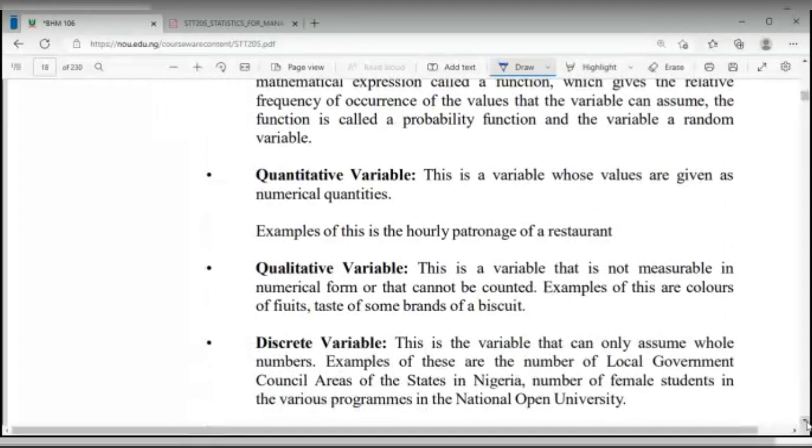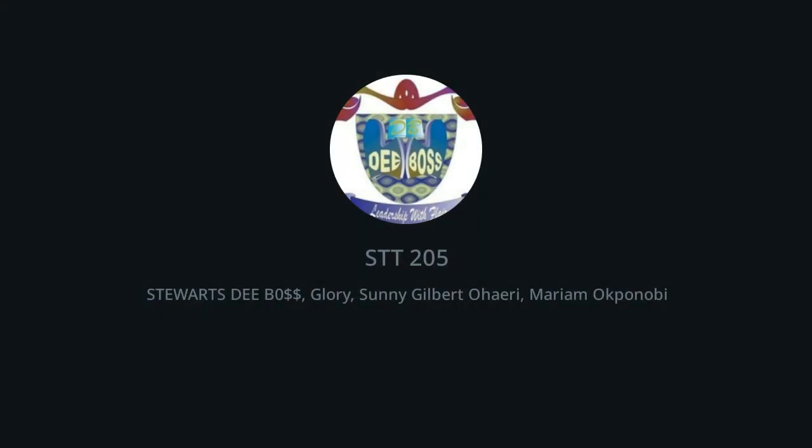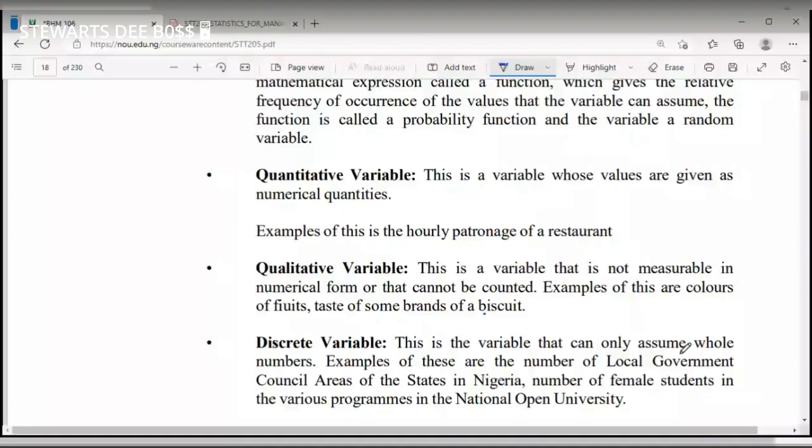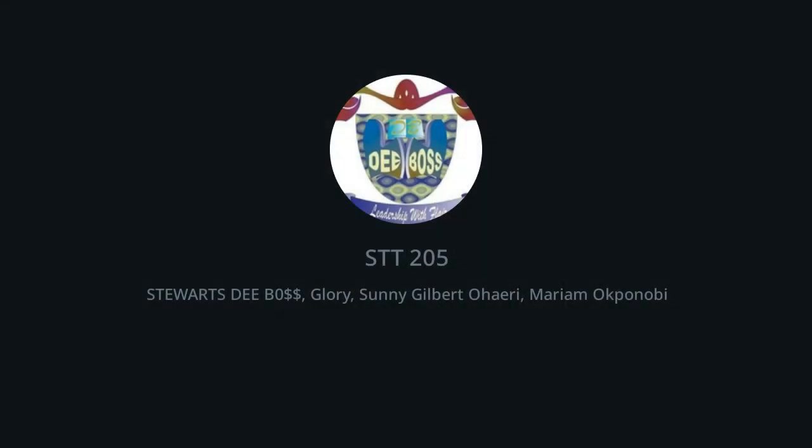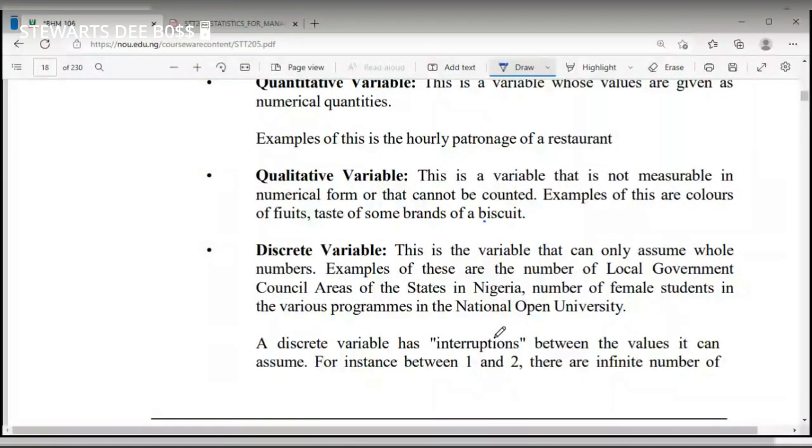Then we have a discrete variable. This is a variable that can only assume whole numbers. Please note that there are some kinds of variables that only take whole numbers. If you express them in anything else, it becomes a fraud. Examples of this are the number of local government council areas of the states in Nigeria, and the number of female students in the various programs in the National Open University.